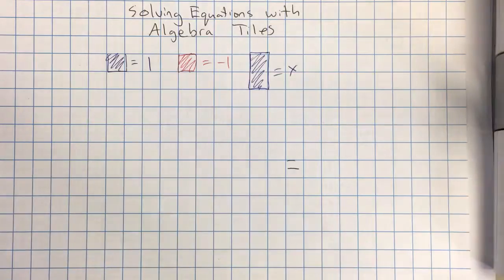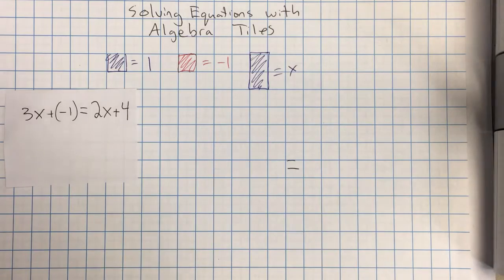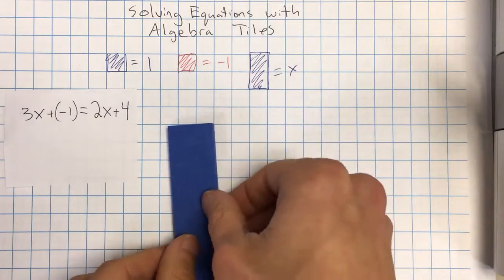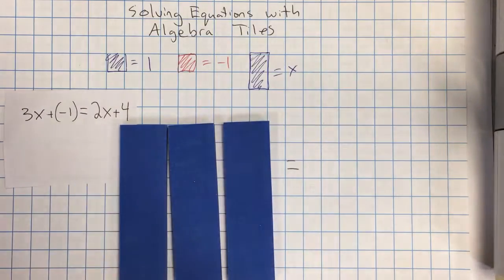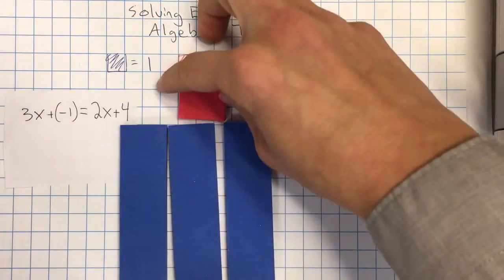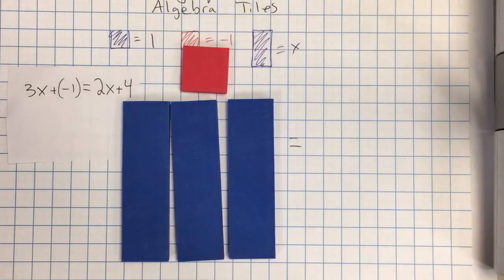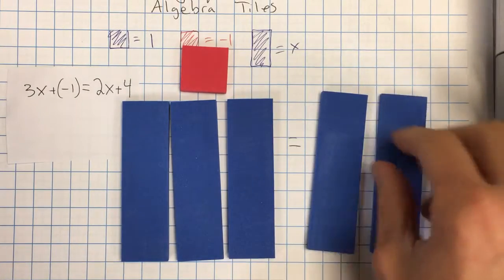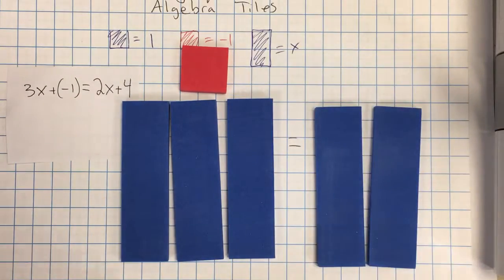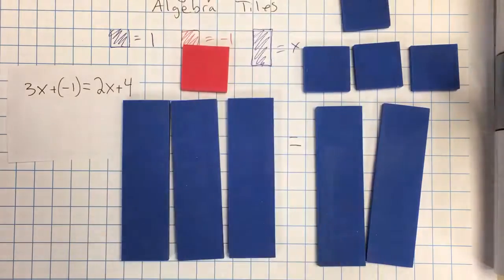Okay, so we're going to look at one more equation. Here's 3x plus negative 1 equals 2x plus 4. So this time we have x's on both sides of the equation. Again, we follow the same process. I'm going to put 3 x's on the left side, plus negative 1. So I'm going to drop a negative 1 over there as well. And then on the right side, we're going to do 2x plus 4. So I'm going to put an x right here, another x, and then I have to add 4 positives. 1, 2, 3, 4.